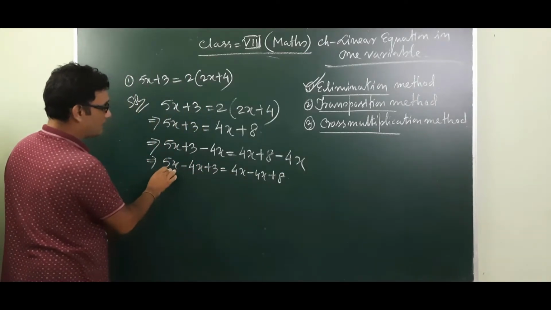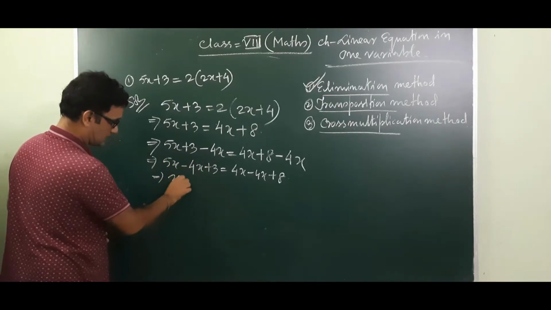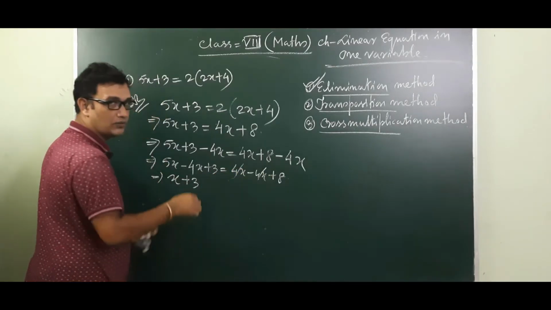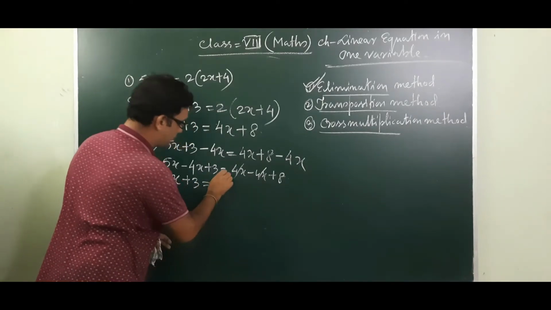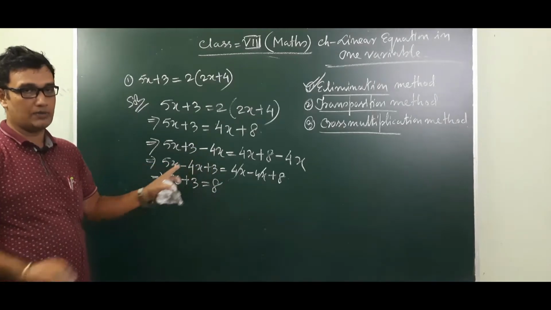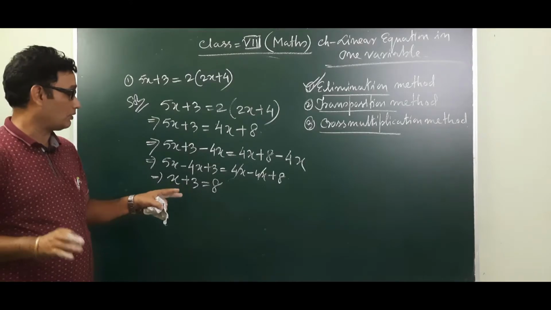Then you see 5x minus 4x. 5x minus 4x means how much? X plus 3. 4x cancel, because one is plus, another one is minus, cancel. Then only 8. Now you see, I am not bringing any number from this side to that side. I am subtracting. So this method, that's why it is called elimination method.